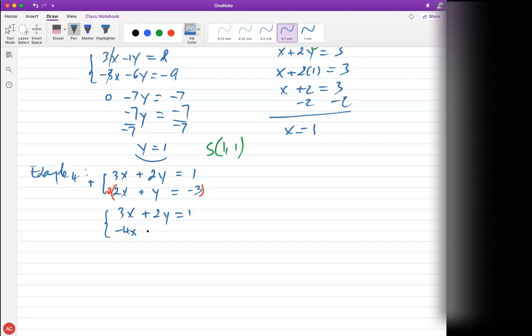-2 times y would be -2y. -2 times -3 is +6. Now it's convenient, as you can see. These two cancel out. It's exactly what we needed. We can eliminate the y.